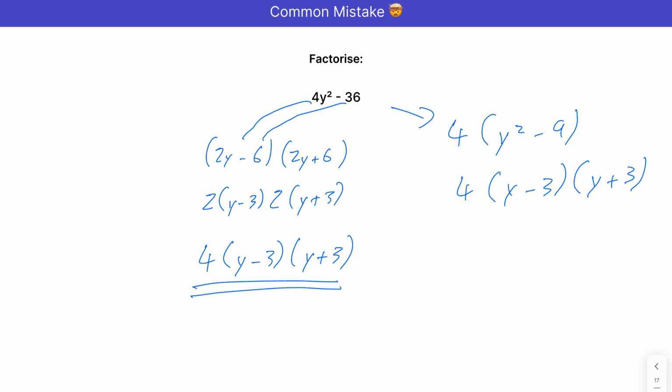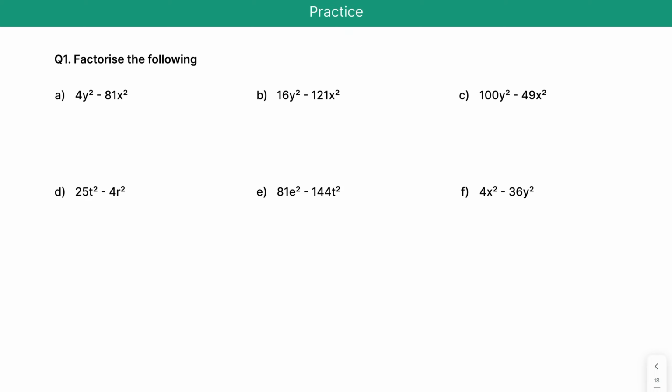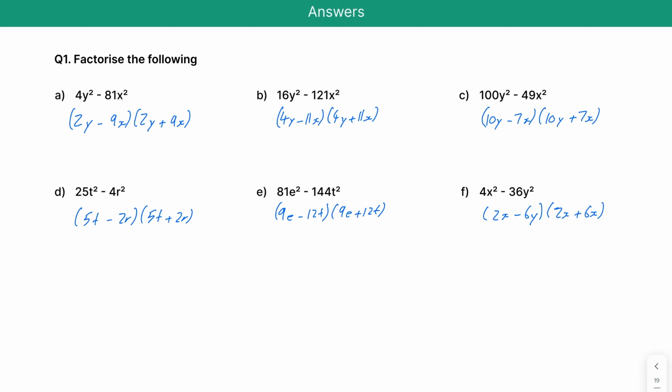So here are some practice questions. Press pause now and have a go. Here are the answers. Mark your work.